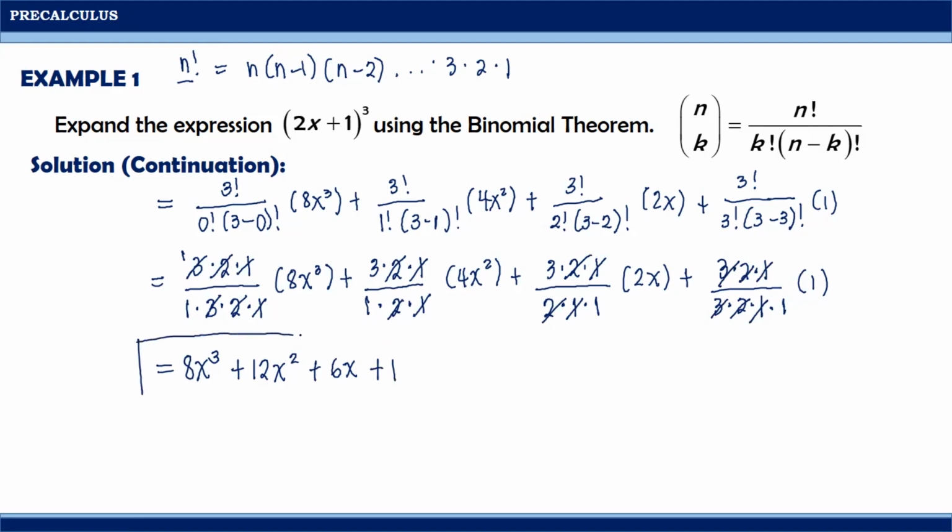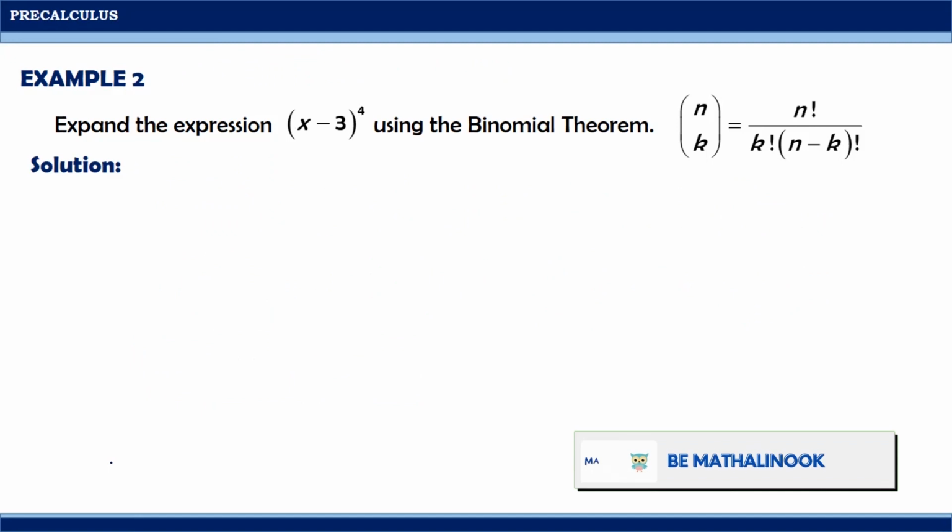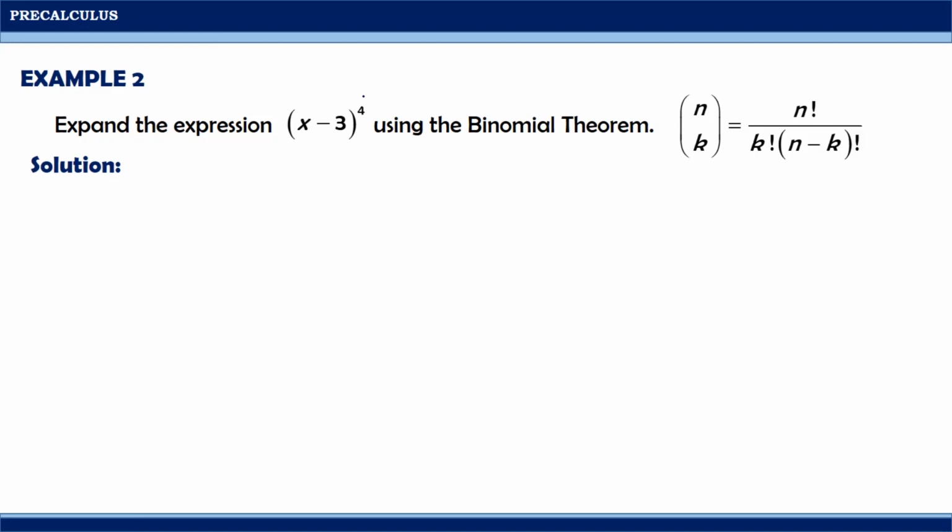Therefore, this is the expanded form of the given 2x plus 1 quantity cubed. Let us have another one. Expand the expression x minus 3 quantity raised to 4 using the binomial theorem. In here, n is equal to 4. So what we will do is to list down first the terms.